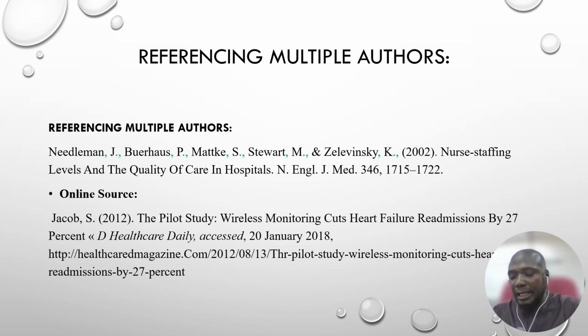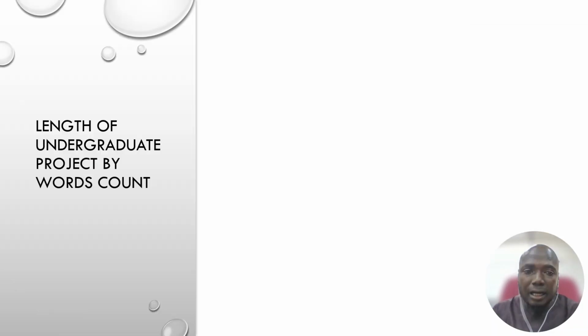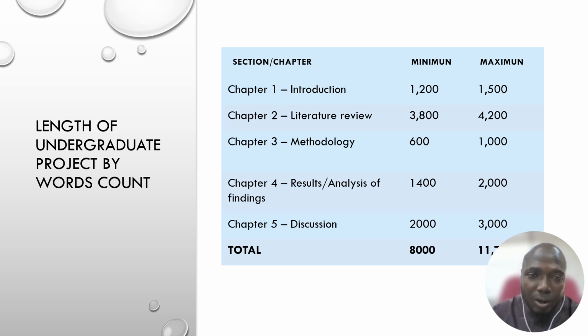Now let's look at the length of our project, the length of the undergraduate project by word count. How many words do you need in each chapter? In chapter 1, introduction, the minimum, which I have said earlier, is 1,200 and the maximum is 1,500. You can't exceed this. That's the minimum and the maximum. Also the literature review, 3,800, and then the highest you can use is 4,200. All these ones are self-explained.